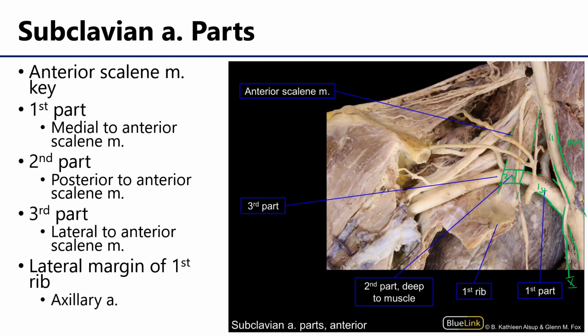And anything lateral, L here, to the anterior scalene muscle out to the lateral margin of rib 1, that's what this lovely feature is here, is the third part of the subclavian artery. Anything beyond that lateral margin of rib 1 is known as the axillary artery. And the axillary artery is going to continue to the upper limb through the axilla, or colloquially the armpit, to serve the upper limb.